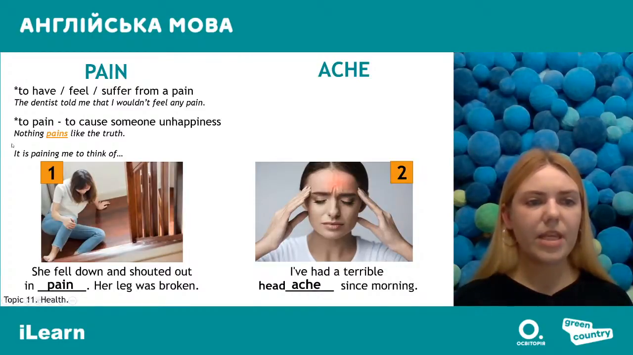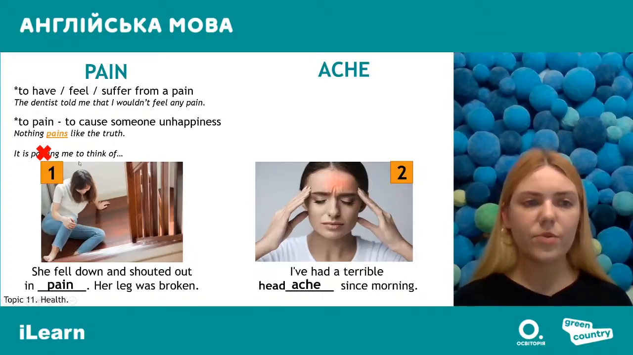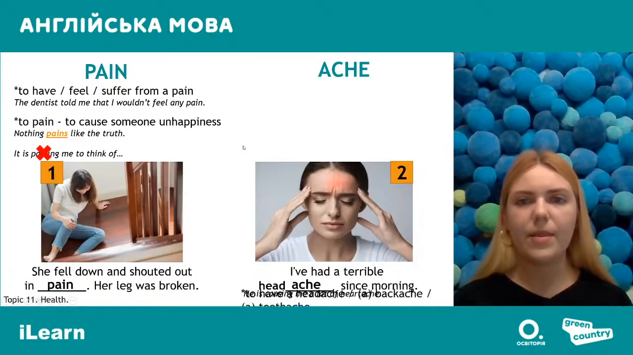For example, you can see the sentence, nothing pains like the truth. So pain here is a verb, but be careful because it is a state verb, so we can't use it in continuous tenses. Pain може бути дієсловом, але ніколи не використовуємо в continuous, тому що це статичне дієслово.